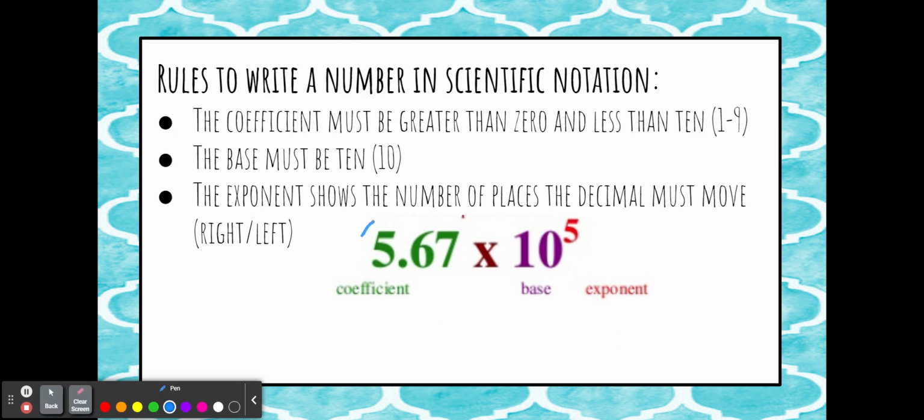So we have this term here called our coefficient. That has to be numbers 1 through 9. Then you have your base. This always has to be the 10. And then you're going to have an exponent. And that exponent's going to tell me if I'm going to move right because it's positive or left because it's negative.